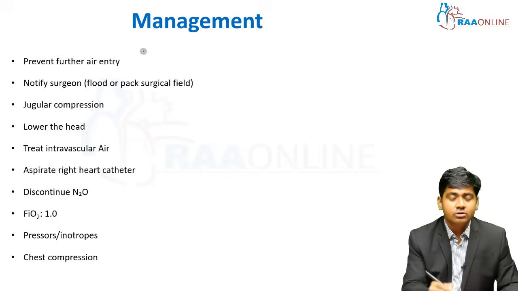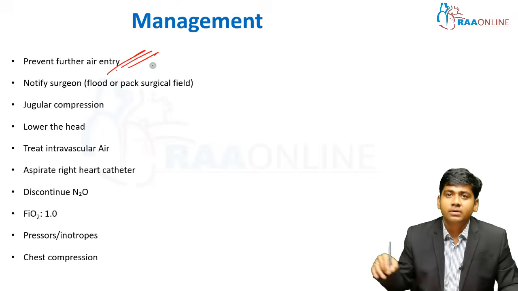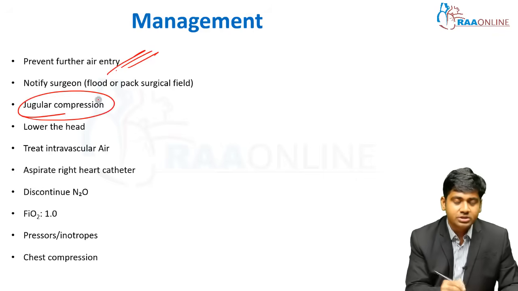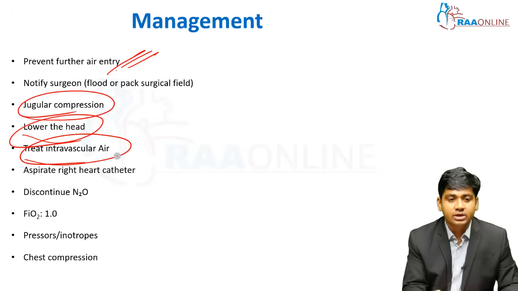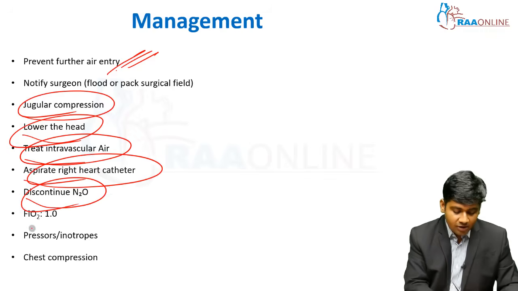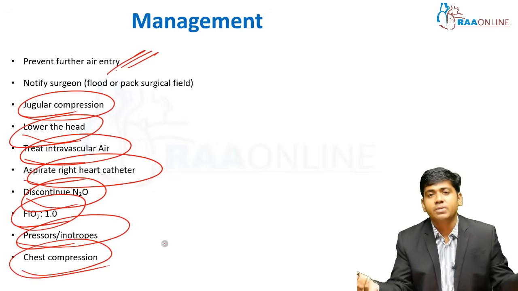Management: to prevent further entry, notify the surgeon, flood the surgical field with saline, and apply jugular compressions to prevent further entry. Lower the head. Treat intravascular air: aspirate with a right heart catheter. Discontinue nitrous oxide, because nitrous oxide will further increase the size of the air. FiO2 to 1, pressure supports and chest compressions. So these are the management.